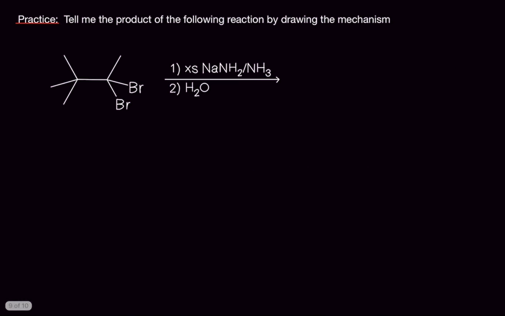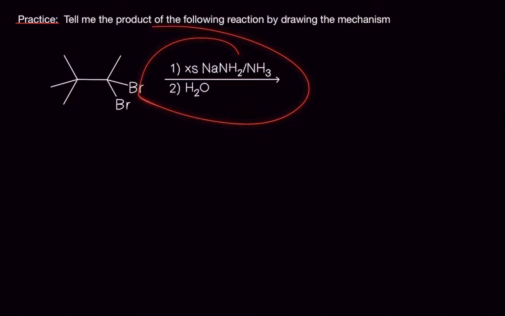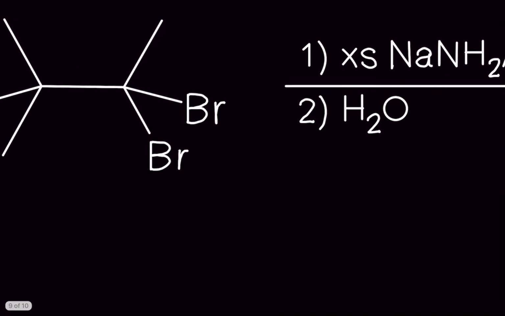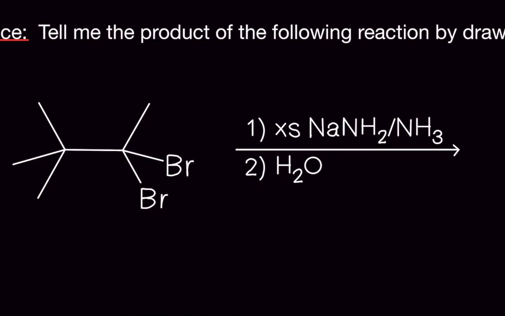Okay, tell me the product of the following reaction by drawing the mechanism. So we have a geminal alkane dihalide, and we're treating with excess NaNH2 and then water. So what do we do? What's the product? How do you do the mechanism? The first step is we are going to do an elimination reaction. It does not matter which halogen you start with.